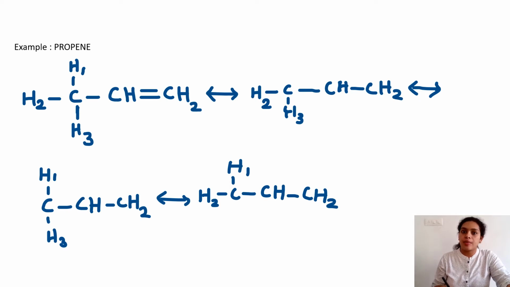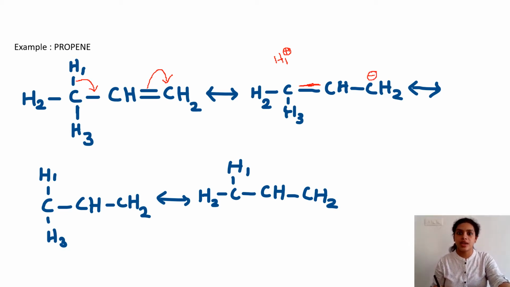Here, let's see what happens to H1. The shift of bond pairs takes place like this. So here was the position of H1. Now H1 gets the positive charge because its electron is transferred to the carbon-carbon single bond. Now it has become a double bond, and as a result this bond has shifted and converted into a negative charge. Okay, this is the first hyperconjugative structure obtained for propene.